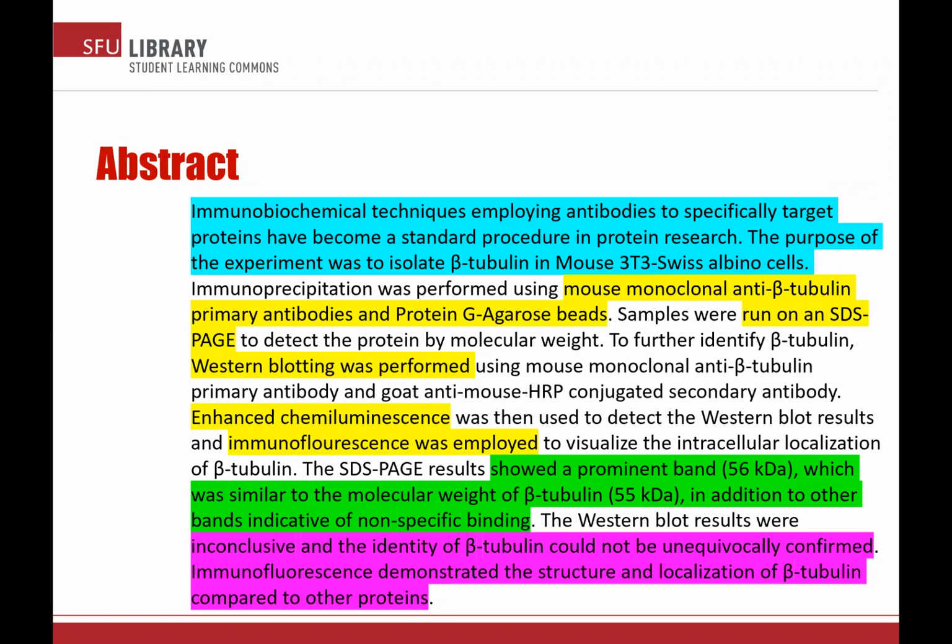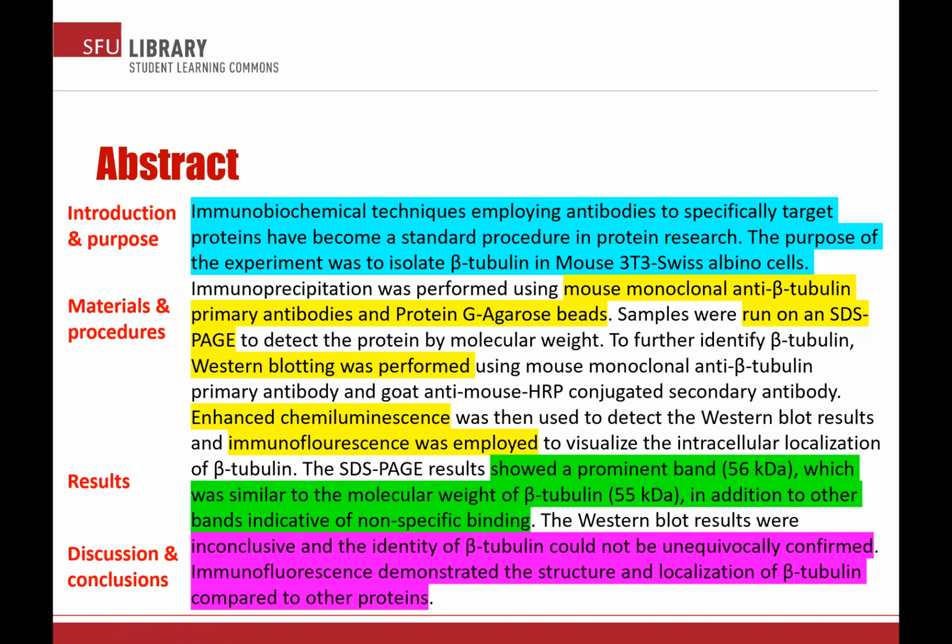Your abstract is a short summary of the main ideas found in the lab report. It's generally between 100 and 200 words in length, and it should include the purpose of this study and any hypotheses, the procedures and materials used in the study, the major results of the study, specifically those that relate to the purpose, and any significant conclusions drawn by the author.